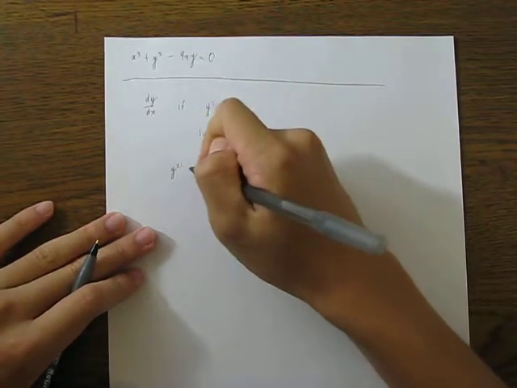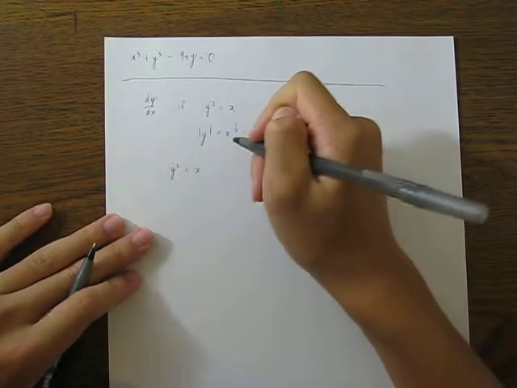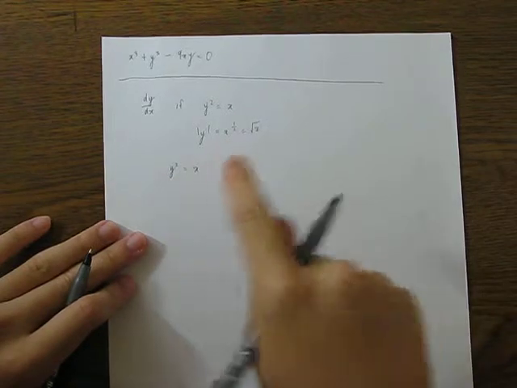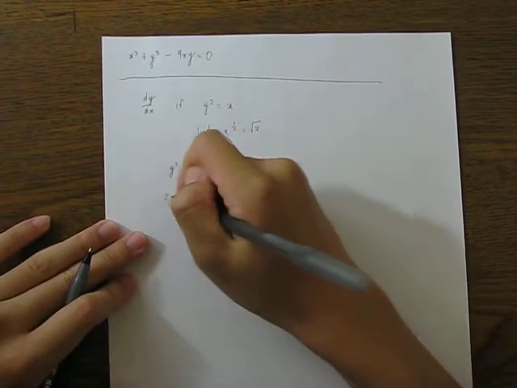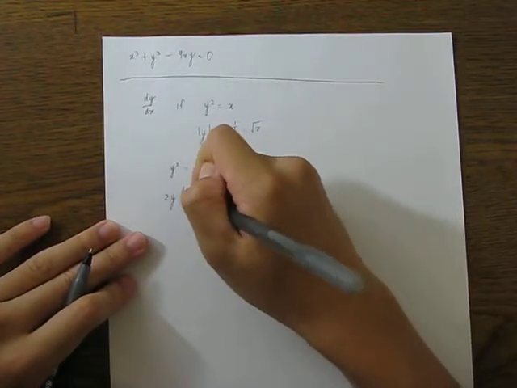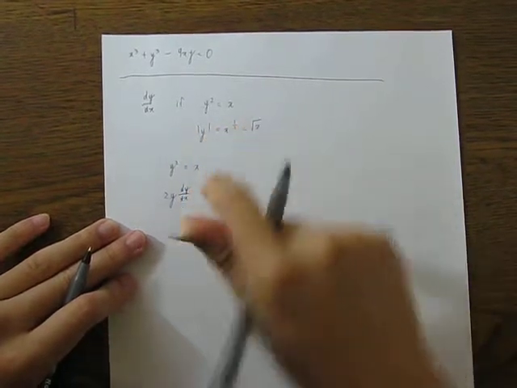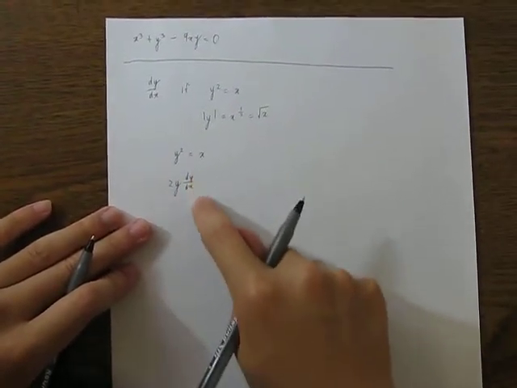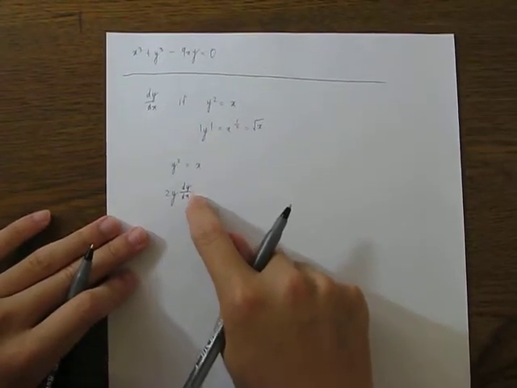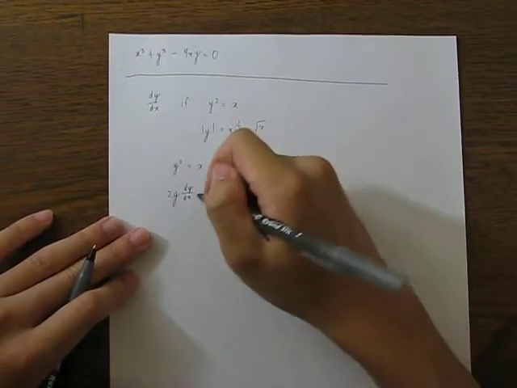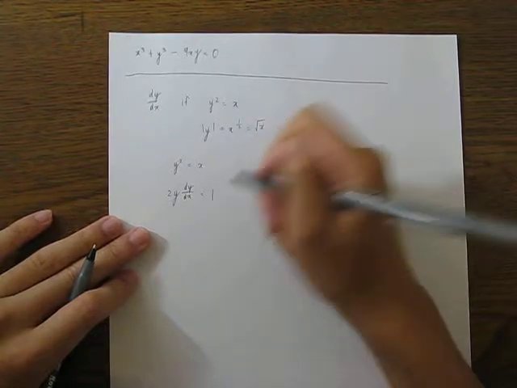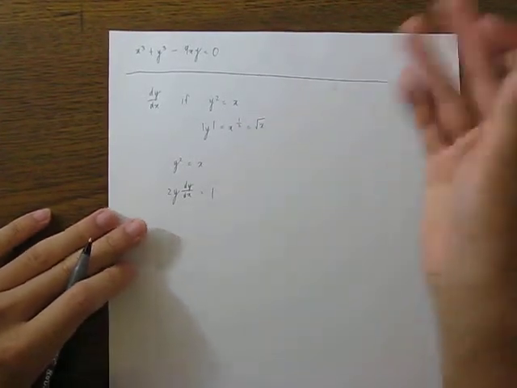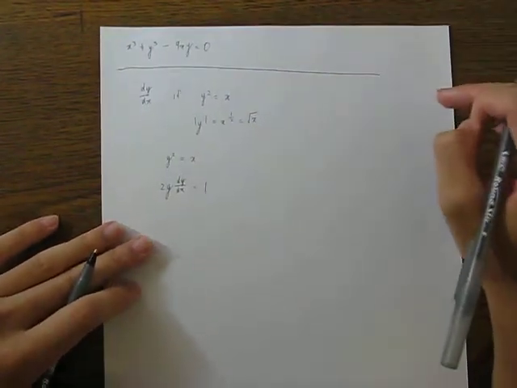So y squared equals x. Well, now we're going to differentiate, okay? So we move the 2 up, right? 2y dy/dx, right? This is the chain rule, because you have to mention that the y is a differentiable function of x. And your x just becomes 1, right? Now you can write dx over dx, but there's really no purpose in that, okay?